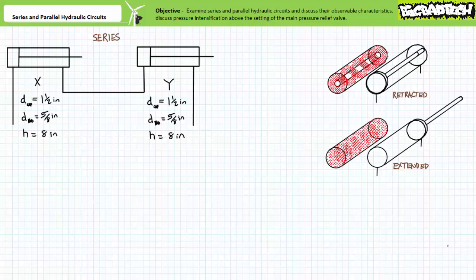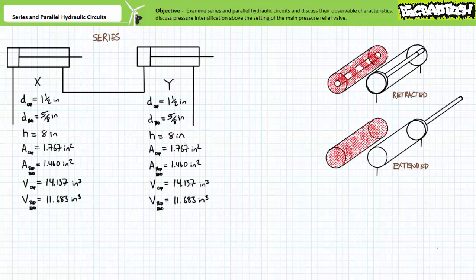Consider the implication of these inescapable facts applied to a scenario in which cylinder X and cylinder Y have identical dimensions. Let's say the cap diameter of both cylinders is 1.5 inches. The rod diameter of both cylinders is 5/8 of an inch, and travel length of both cylinders is 8 inches. This means the area of the cap end for both cylinders is approximately 1.8 square inches. The area of the ring-like rod end for both cylinders is approximately 1.5 square inches.